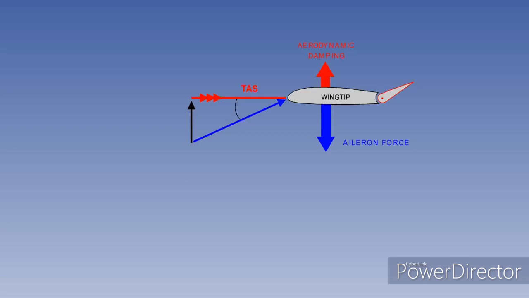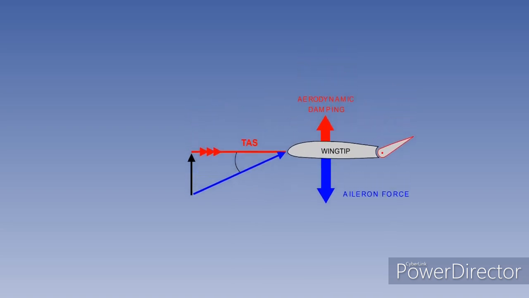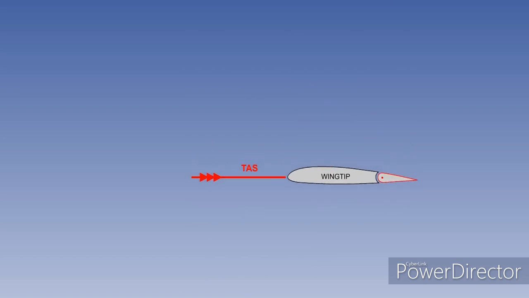This increase in effective angle of attack on the downgoing wing generates an up force called aerodynamic damping. Aerodynamic damping reduces the rate of roll. When the aircraft stops rolling, there is no longer any aerodynamic damping.